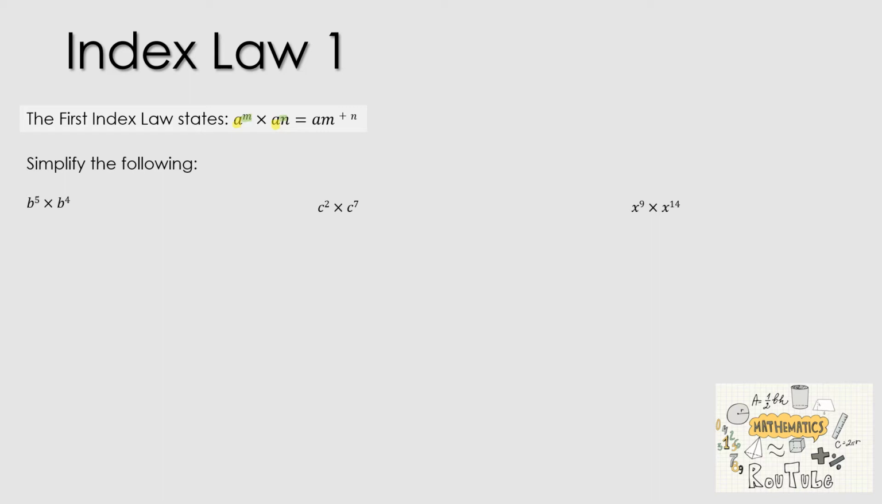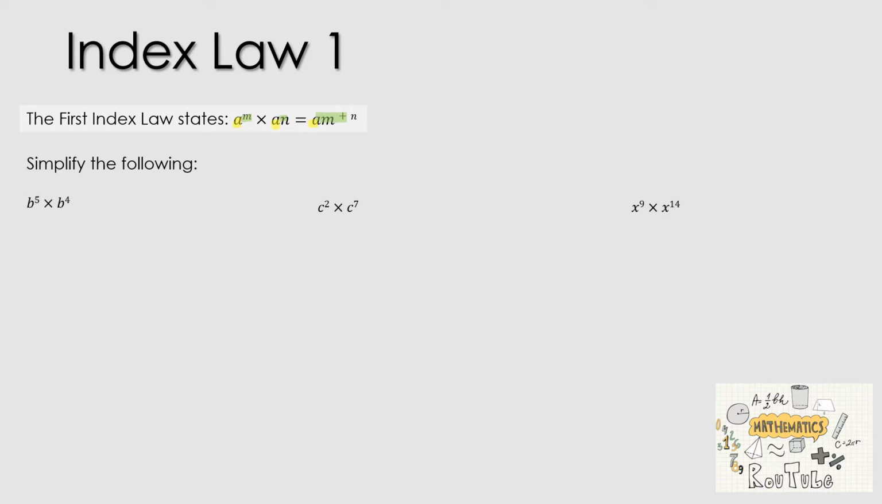So the first index law states, we'll go through it again, a to the power of m times a to the power of n equals a to the power of m plus n. What we do with the base is actually nothing. Those two bases just join to make one base, so the base doesn't change. And what we do with the indices or the powers is add them together.